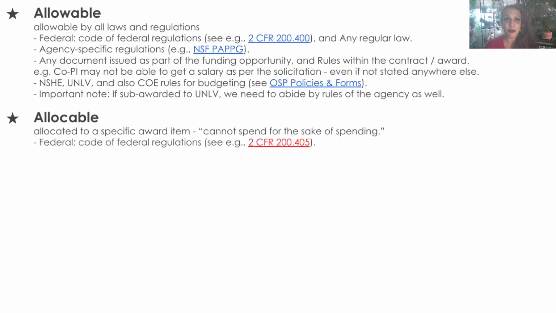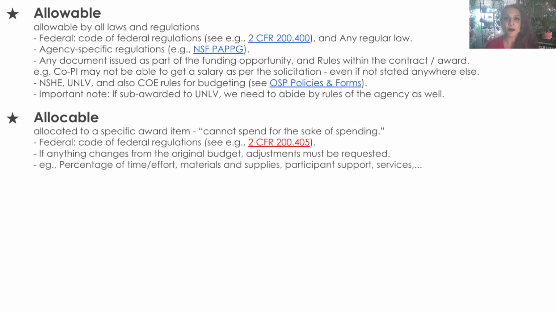The Code of Federal Regulations speaks of that, and if anything changes from the original budget, the adjustments must happen so that the allocable cost is allocated to a new item. Examples are percentage of time and effort, materials and supplies, participant supports and services.